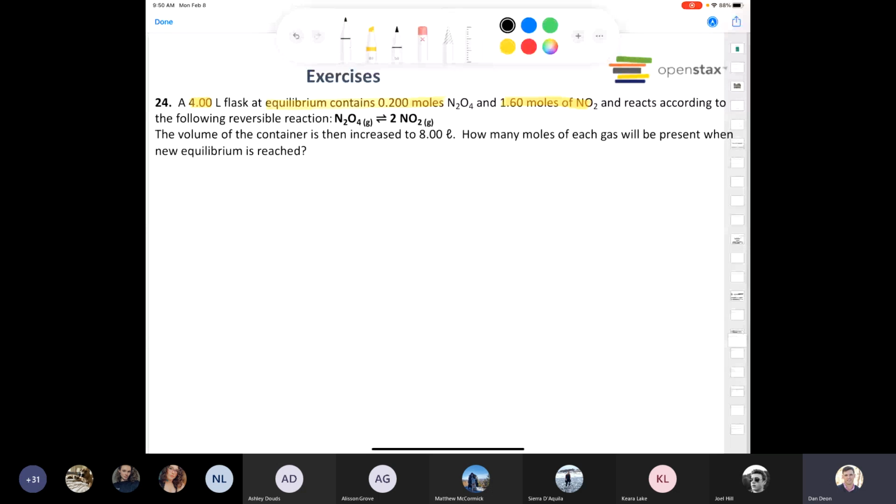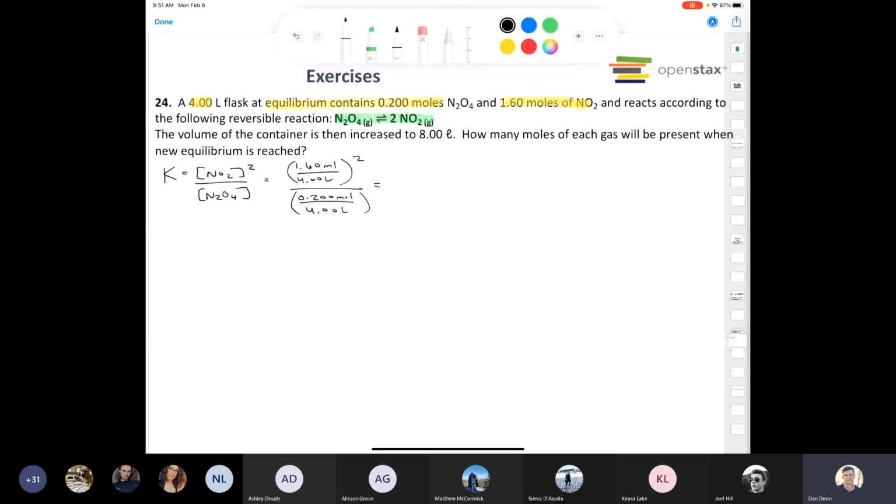First, we can start by writing an expression for K. Here's our balanced equation. I'm not going to rewrite it yet because I'll need it for the ice table. But we have K is equal to the concentration of NO2 squared, divided by the concentration of dinitrogen tetroxide. Perfect. Okay, let's plug in our concentrations. So we have 1.60 moles of our nitrogen dioxide divided by 4.00 liters, and we're going to square that. We're going to put that over our 0.200 moles over 4.00 liters.